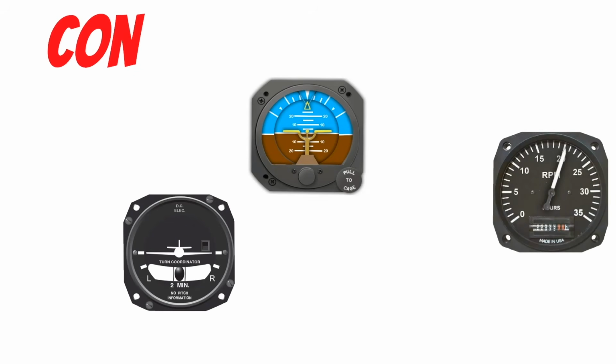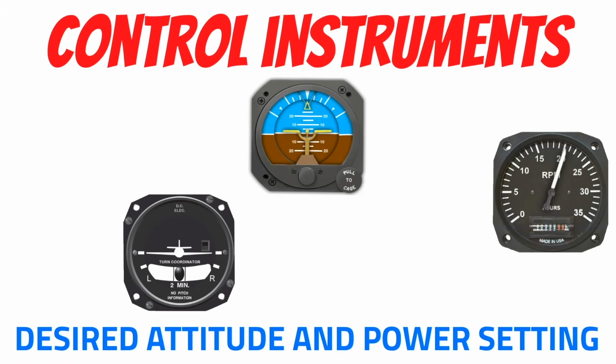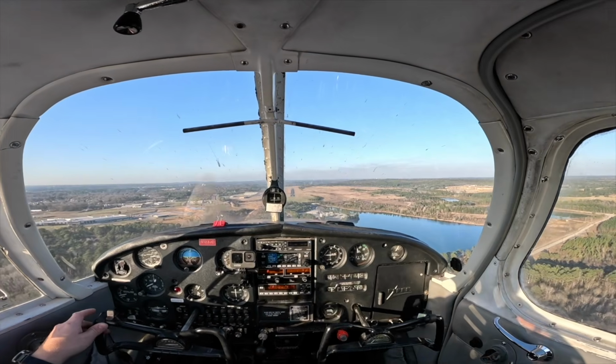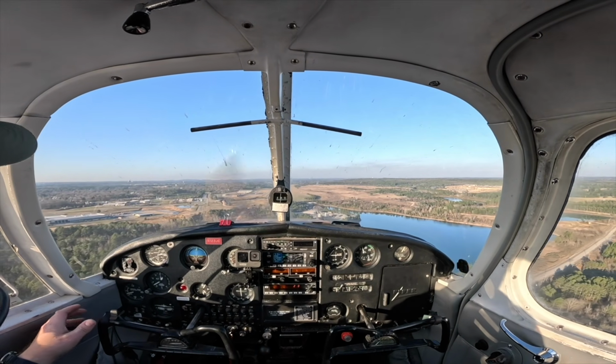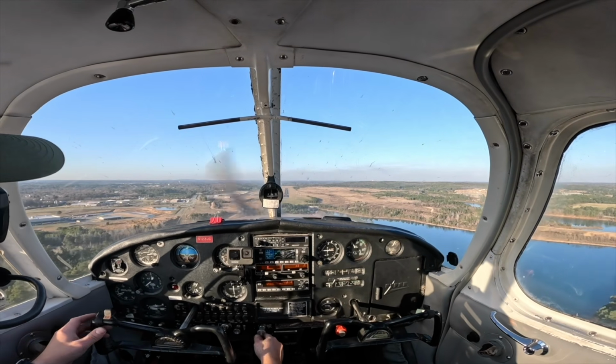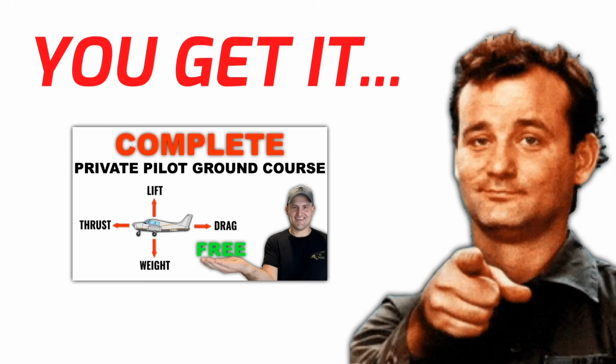First, we'll use the control instruments to place the airplane in the desired attitude and power setting. But here comes the important part. You then need to trim the airplane for hands-off flight. This allows you to make smaller control inputs and fly the airplane with your fingertips. This enables you to make super smooth corrections if you need to fix something. If you watch my private pilot ground course, you know why this is.